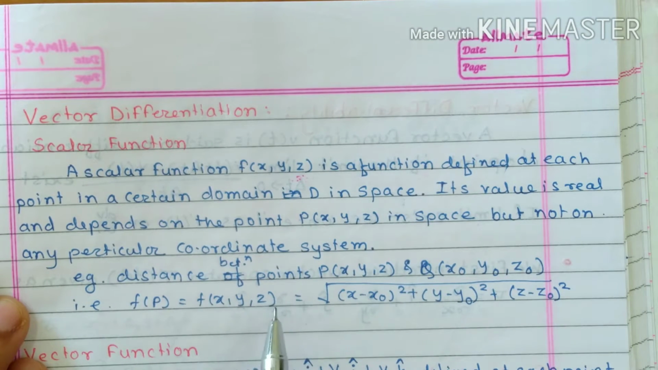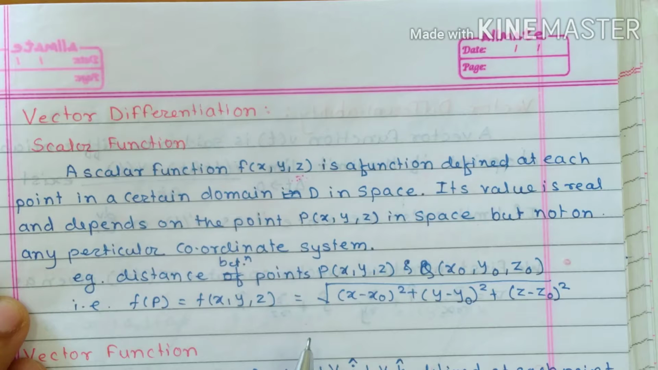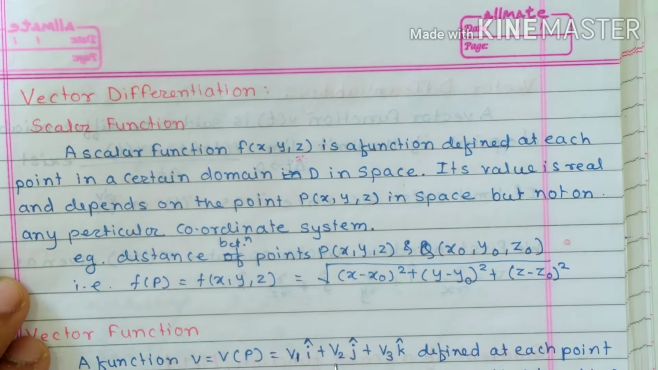Now what are the different examples for the scalar function? The distance formula: look at this, P is any point in space, Q is a fixed point, then the distance of point P from Q is given by this formula, which is nothing but a scalar function. Are you clear with this? So a field which is formed by the scalar function is called a scalar field.